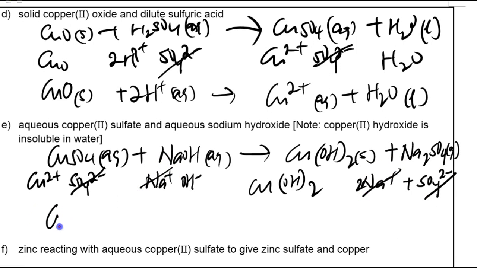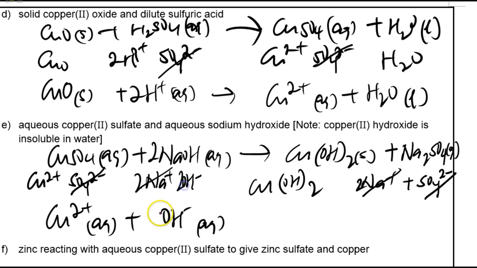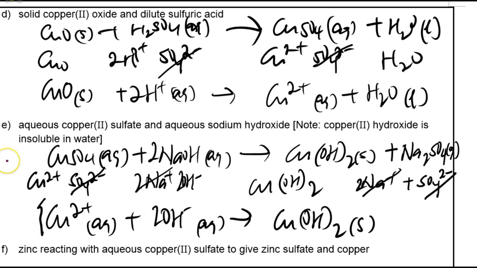And what do we have left? We have Cu2 plus aq plus OH minus aq giving us Cu(OH)2 solid. So this is also known as a precipitation reaction. A precipitation reaction. The precipitate in this case is copper(II) hydroxide, blue in color.